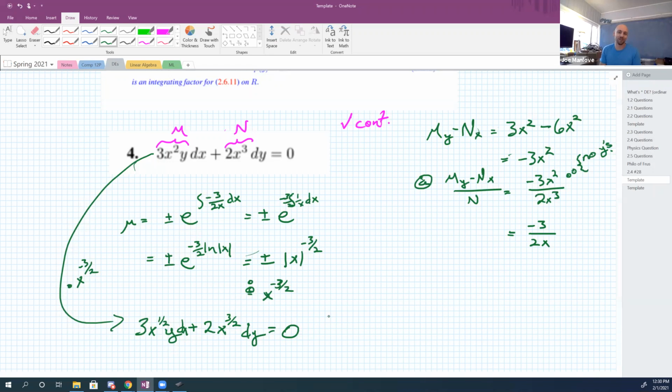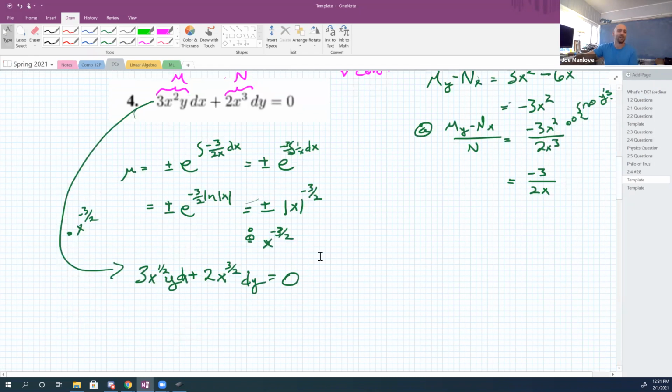I'd probably check for exactness first, just because it'll be real frustrating if I don't. But technically, you don't have to. Since my mu was found using the theorem, I know that this is going to work. This is not a guess at an integrating factor. The theorem says this actually does work and is an integrating factor. So technically, you don't need to check for exactness here. What the hell? I'm going to do it quick.